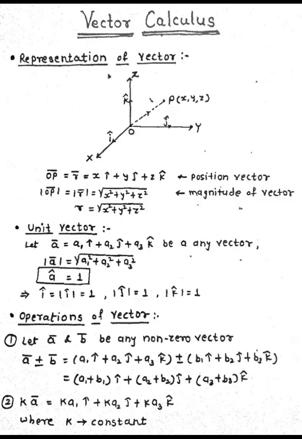Now, after knowing about the types of vectors, we come to the operations of vectors. So let us begin with the operations one by one. For that, here we define two vectors, A bar and B bar, any non-zero vectors. A bar is defined by a1 i cap + a2 j cap + a3 k cap, and B bar is defined by b1 i cap + b2 j cap + b3 k cap.